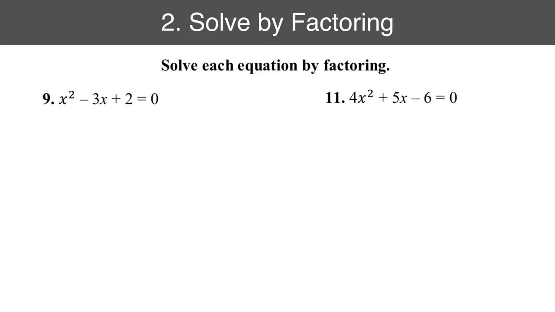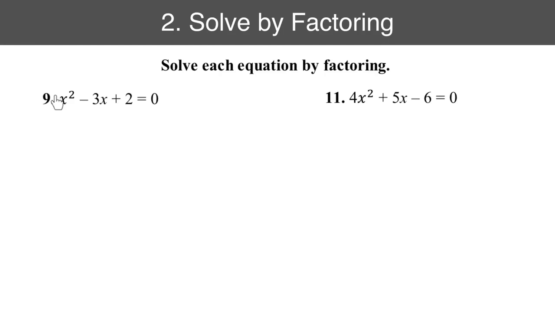All right, the second part of this lesson was solving a quadratic by factoring. Now there's two main types of factoring. You have what I call the easy type, where your leading coefficient is 1. Then you have the harder type, where you have anything other than 1 as your leading coefficient. So let's look at number 9 here, the easier type first.